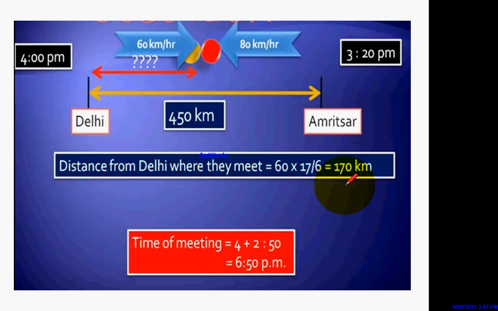See, straight away you could not write 2.5 as the time taken. The train starts at 4 p.m., and once it has started at 4 p.m., it has travelled 2 hours 50 minutes. Sorry, it is not 2.5. It travels 2 hours 50 minutes to travel that 170 km. So the time is 4 plus 2 hours 50 minutes, that is 6:50 p.m. That is the time taken to meet each other. Is that clear? Okay, thank you.